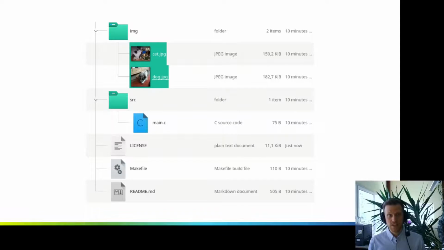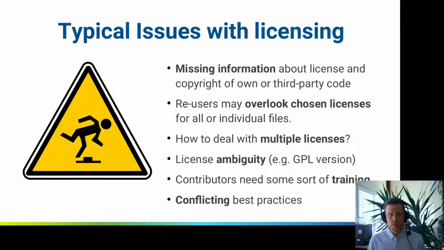And as I said, that's why we created reuse. Because we saw a number of issues with licensing. I quickly go over it. So often it's the case that we don't have information about the license and the copyright of either your own software that you already have or third-party code that you would like to use or reuse. And those people who reuse your code often overlook the licenses that you or others have chosen for all files in a repository or just individual files. And then, as I said in the beginning, it's quite complicated how to deal with multiple licenses.